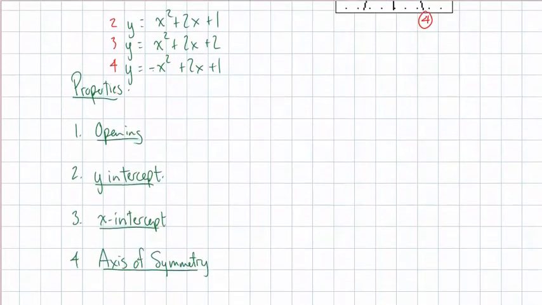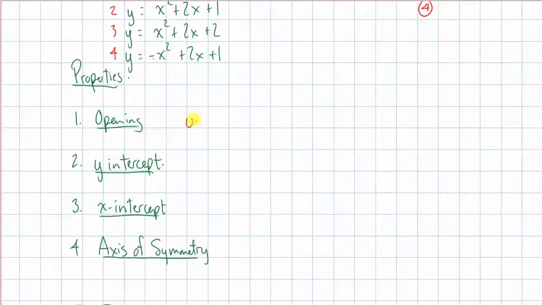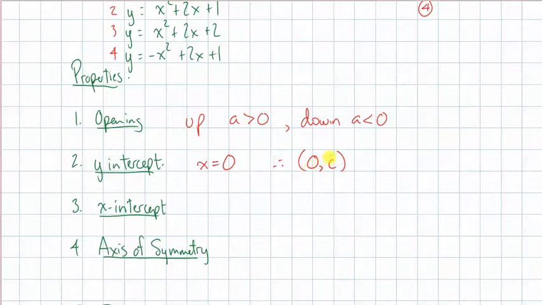So let's summarize some properties. The direction of opening, well, it's up if the a value is positive. It's down if the a value is negative. You could study some more examples on your calculator to verify that. The y-intercept is defined as the place where the x value is 0. So therefore, it's at (0, c) in that general form. C from ax squared + bx + c. The x-intercept, by definition, is where the y is 0. So we solve the equation 0 = ax squared + bx + c. And hopefully it factors, otherwise we're going to need another tool.